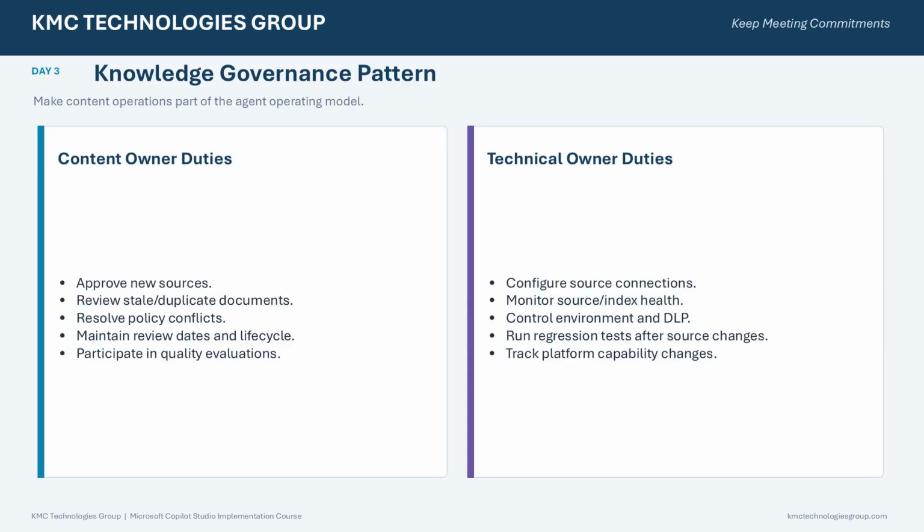A production AI agent also needs an operating model. The content owner is responsible for approving knowledge sources, reviewing stale or duplicate information, resolving policy conflicts, maintaining document lifecycle information, and participating in quality evaluations. The technical owner manages source connections, monitors indexing or source health, manages environment and data loss prevention controls, performs regression testing, and tracks changes in the underlying Copilot Studio platform. The agent therefore becomes part of a broader content management and technology governance process.